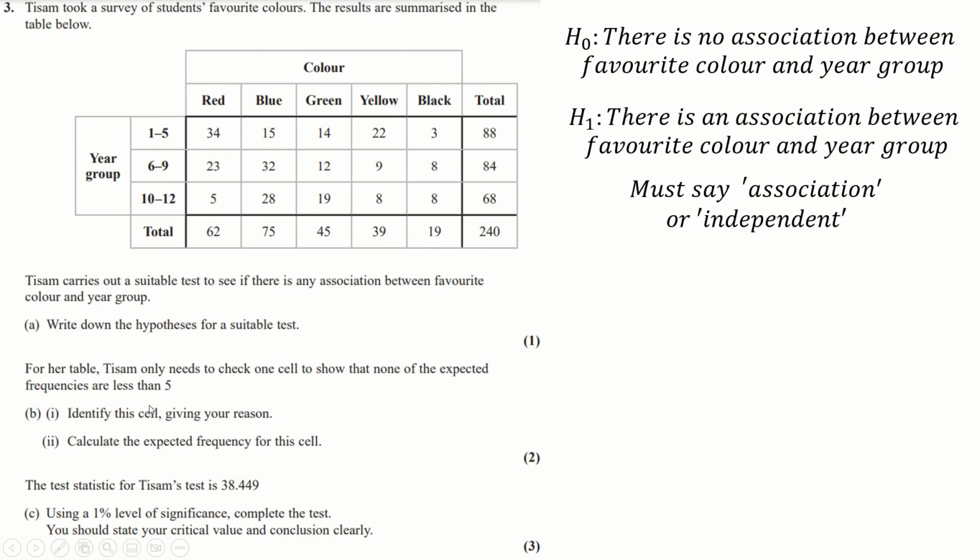But anyway, that's that. And then we need to check one cell to check none of these will be less than 5, because of course when you do the expected to the observed test, the chi-squared test, you can't have any rows less than 5, otherwise you'd have to collapse them.